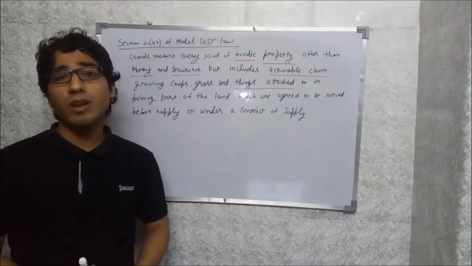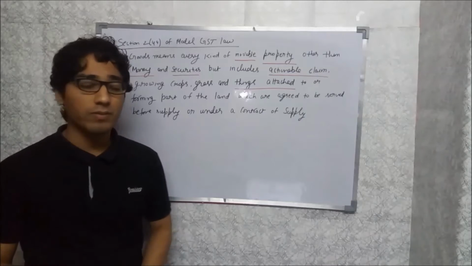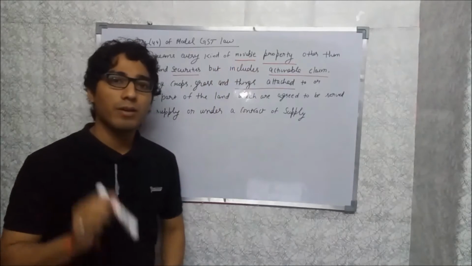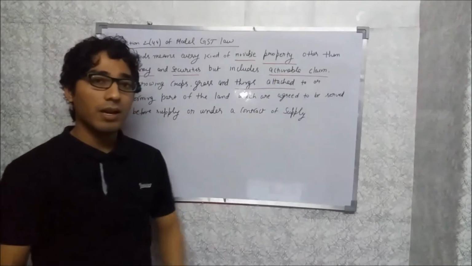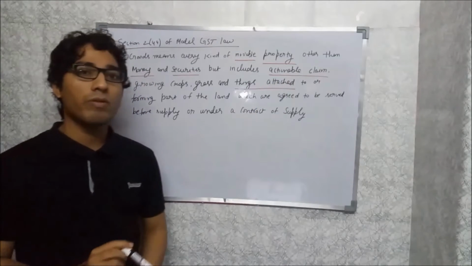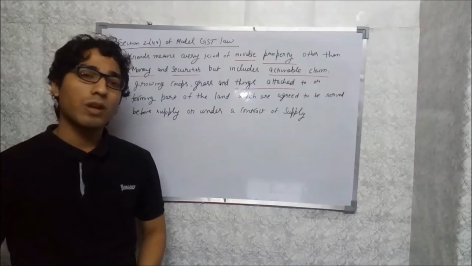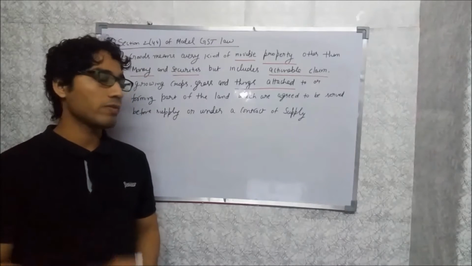In the definition of goods, there are a lot of words which we should focus on: the words movable, property, money, security, actionable claim, and things attached to or forming part of the land. We should now discuss each of these words.